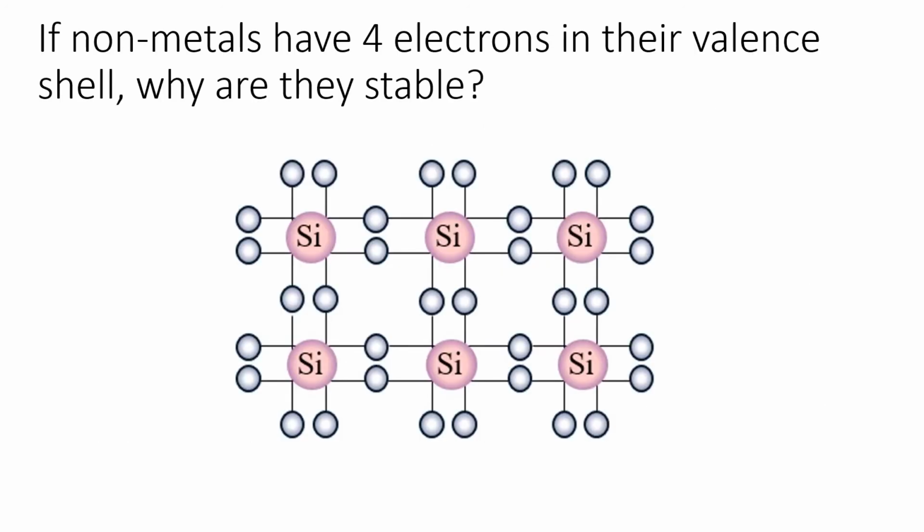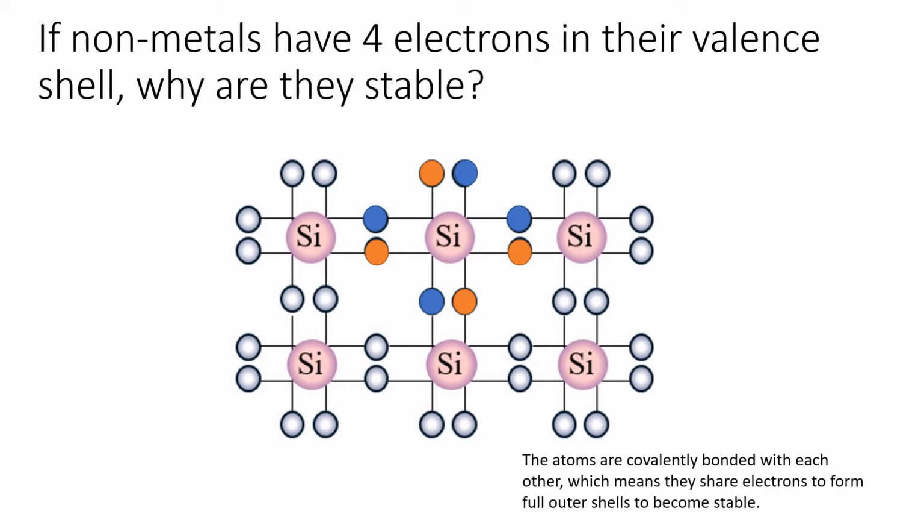So if non-metals have 4 electrons in their valence shell, why are they more stable? Now if you take a look, here we have 4 electrons around a silicon atom, and they're technically sharing electrons here. The atoms are covalently bonded with each other, which means that they're sharing electrons to form full outer shells and become more stable. Now if you count it up, you can see there's actually 8 electrons around the silicon atom, but 4 are its own, and 4 belong to other atoms that they're covalently bonded with. So technically they're sharing electrons, but because they have the full outer shell now, even though it's shared, they're more stable.